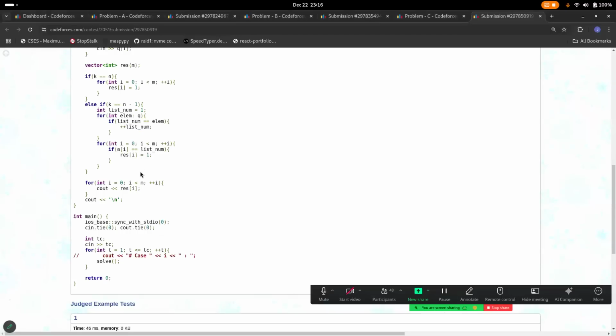And according to the problem definition, this will also equal the list number of the list that we can solve. So then finally we just iterate over all the lists, and if a of I equals the list number that we can solve, then we just set res of I equal to 1, and finally just output the res array.